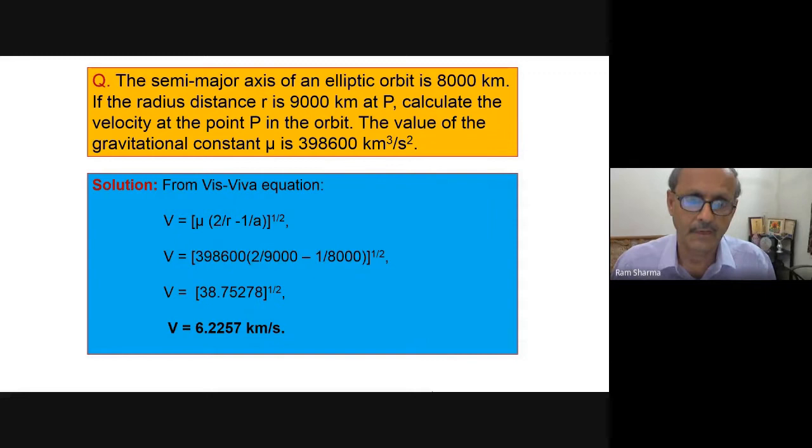Now in that equation, when we want to find the velocity, and we are given the radial distance and the semi-major axis, then we can just substitute those values. For Earth satellite, mu is 398600, and if the radial distance was 9000 and the semi-major axis was 8000, what is the velocity at that point where R was 9000? By this equation we calculate the velocity there as 6.2257 kilometer per second. It will come in kilometers because we are using the mu value in terms of kilometer cube by second square. So the unit will be kilometer by second.